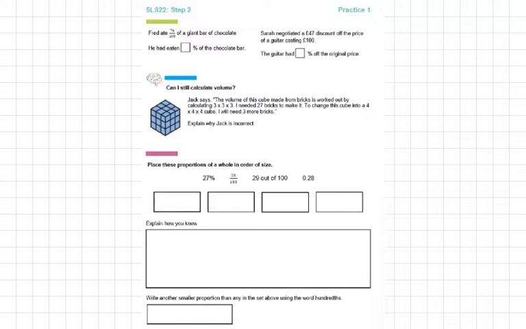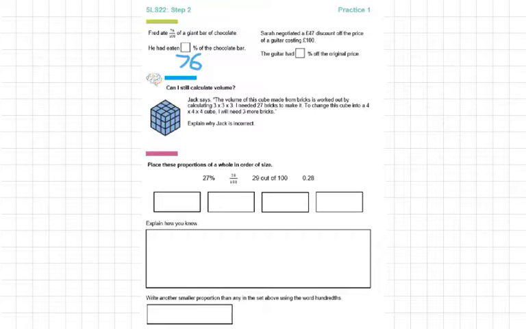Okay, moving on to the next sheet. Fred ate 76 hundredths of a giant bar of chocolate. You piggy Fred. He had eaten how much percentage of the chocolate bar? Nice and easy, he'd eaten 76%.